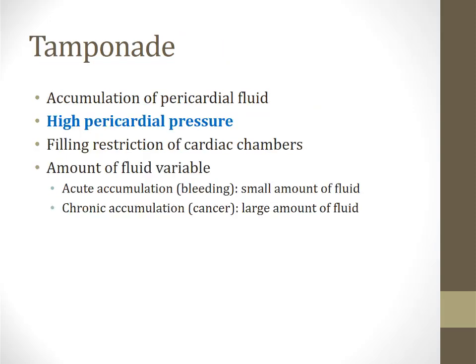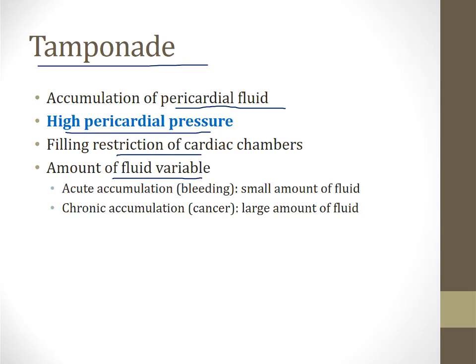Our next pericardial disorder is tamponade. In tamponade, there is an accumulation of fluid in the pericardial sac, and that fluid develops a very high pressure, so high that it restricts filling of the cardiac chambers. Now, you might think that it would require a massive amount of fluid to cause a high pressure and restrict filling, but it turns out that the amount of fluid found among patients with tamponade is variable.